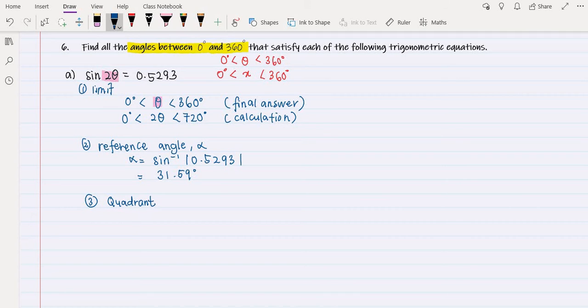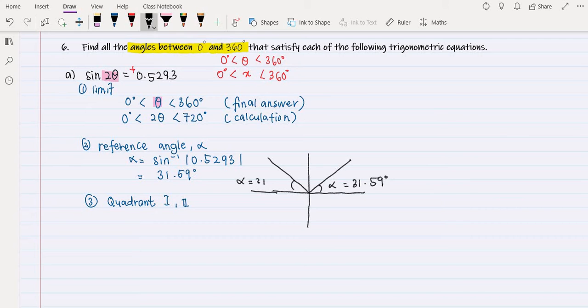So this is our reference angle, and then the third step is we need to determine which quadrant. Okay, so since we know here our sine 2 theta gives us a positive value, that means it will be in the first and the second quadrant. So just need to draw our quadrants. So that is our angle. Just label alpha is 31.59 degrees, and here is also alpha is 31.59 degrees.